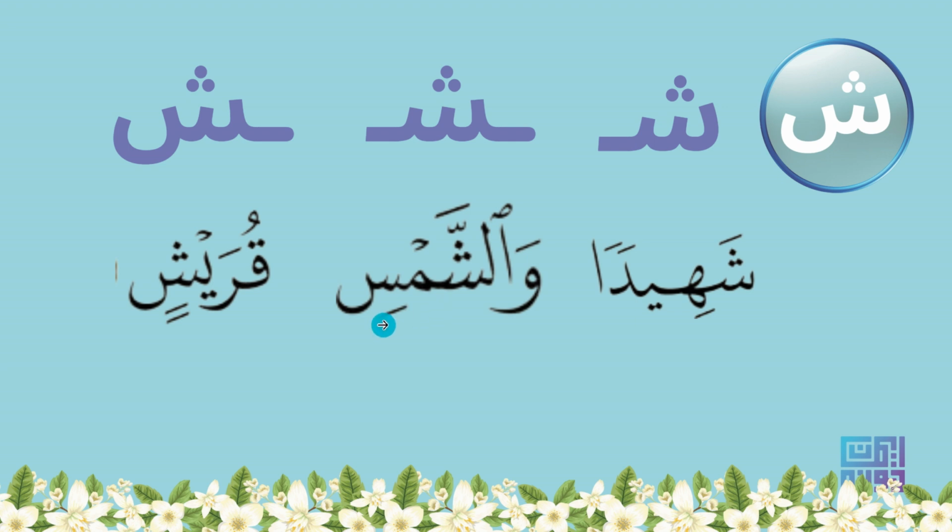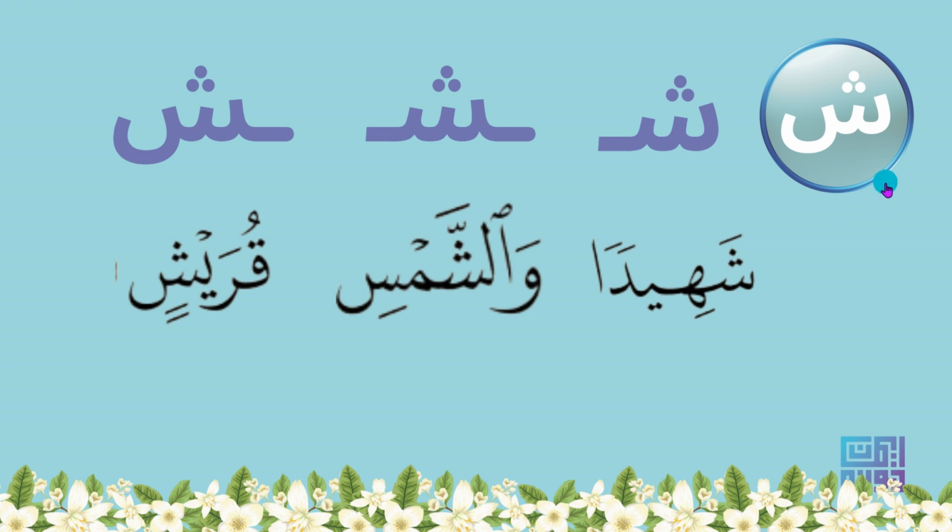And here is the Sin, okay, at the end of the word. And then comes the letter Sheen at the end of the word, exactly like the Sin, but having 3 dots above. And it's connected with the letter that comes before it.